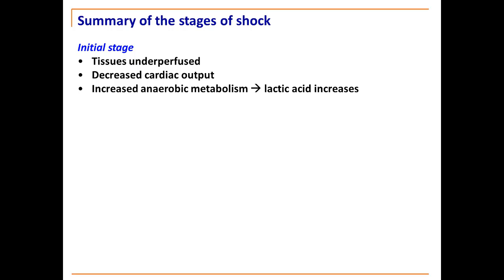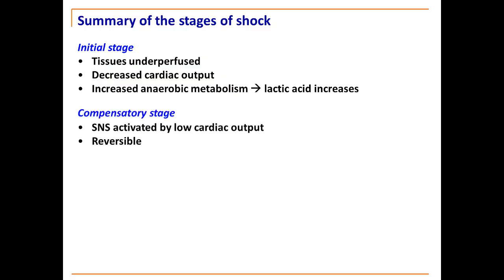So in the initial stages of shock, the tissues become underperfused. You get a decrease in your cardiac output because of whatever form of shock that might be, whether it's vasodilatory shock and therefore decreased venous return, reducing cardiac output, or it's a cardiogenic issue. Whatever the cause may be, you get underperfused tissues, a decrease in cardiac output, an increase in anaerobic metabolism, and a buildup of lactic acid. In the early compensatory stages, we start to activate our sympathetic nervous system due to that low cardiac output, and we're thinking about baroreceptor reflexes at this point. And so this is obviously reversible.